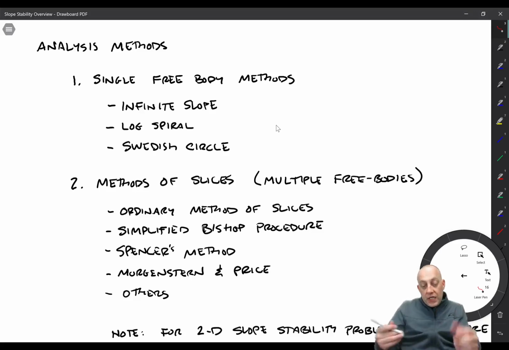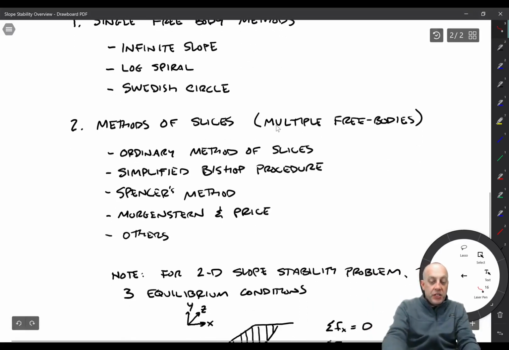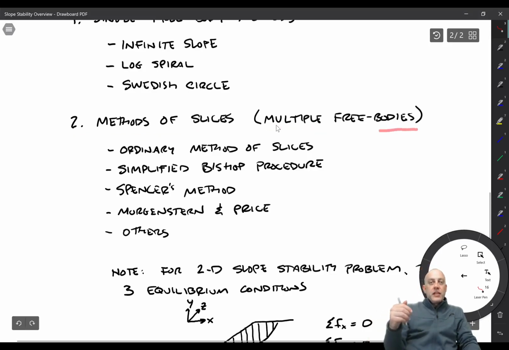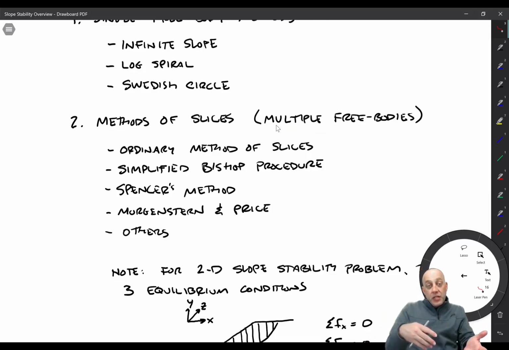Okay, the most common method for analyzing slope stability are the methods of slices. And this involves multiple free body diagrams. So a lot of the time the geometry or the strength are complicated, and we have to cut the free body diagram into multiple, typically vertical slices, and make assumptions about how those slices interact with each other in order to render the problem statically determinate so we can get a solution.